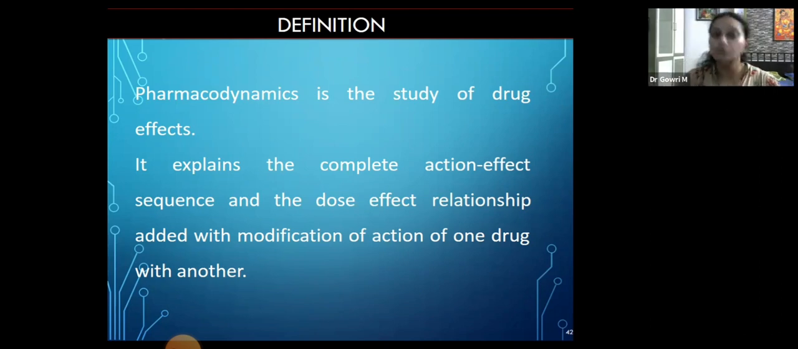If you give two drugs together, how one drug is going to modify the effect of the other, whether it is going to have a synergistic effect, an antagonistic effect, or a neutral effect, is evaluated by pharmacodynamics. Synergistic means add-on effects, antagonistic means a lessening effect, and neutral effect is neutral effect. These are understood by pharmacodynamics.